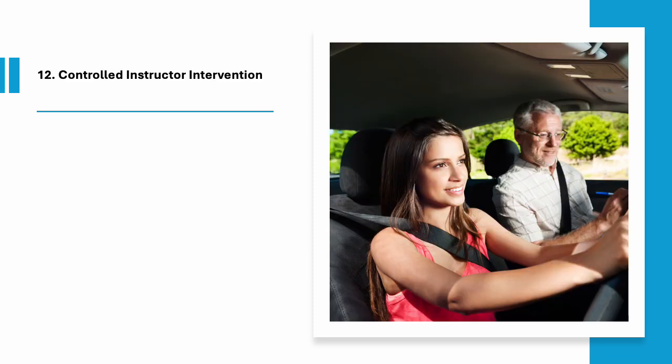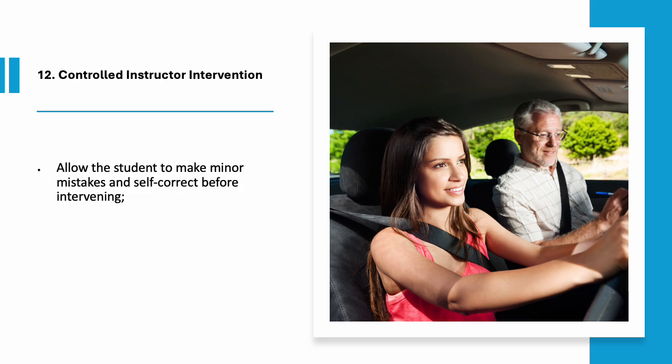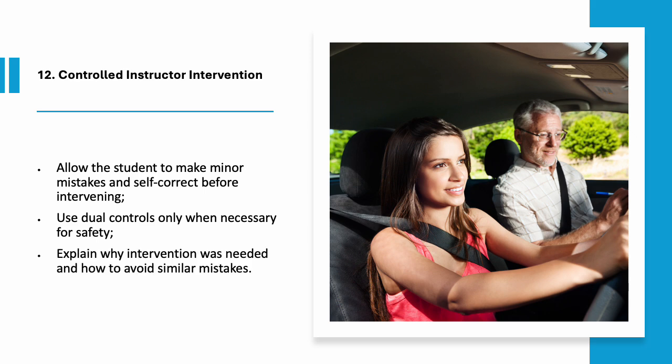Number 12, controlled instructor intervention. Allow the student to make minor mistakes and self-correct before intervening. Use dual controls only when necessary for safety. Explain why intervention was needed and how to avoid similar mistakes. And I'd just like to add to this one to always try and match your training area to the capabilities of the student.